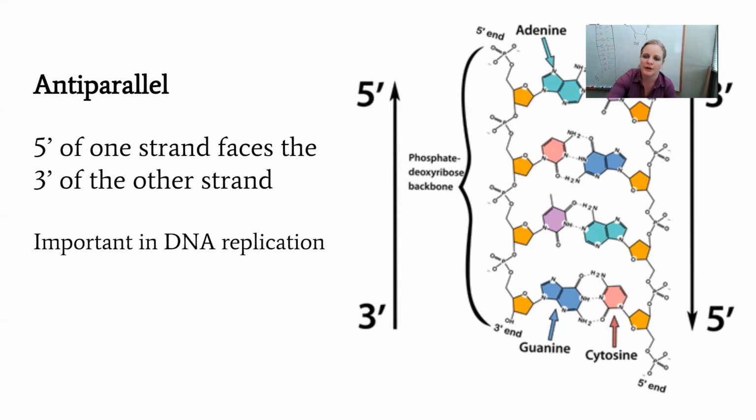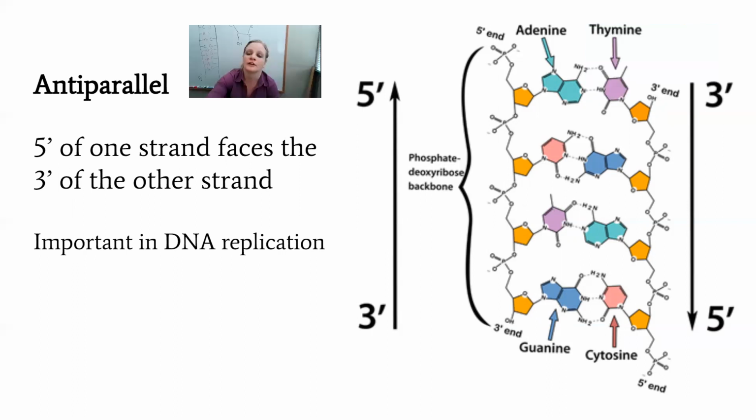Okay, so we talked about how our 3' end and our 5' end, so there's our phosphate group, and the phosphate group of this nucleotide is attached to the 3' carbon of this nucleotide, and so forth. And then if we look at the other complementary strand, we see that it's running in the opposite direction, anti-parallel.